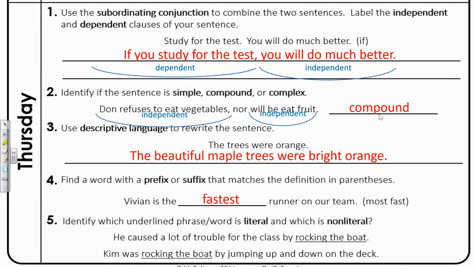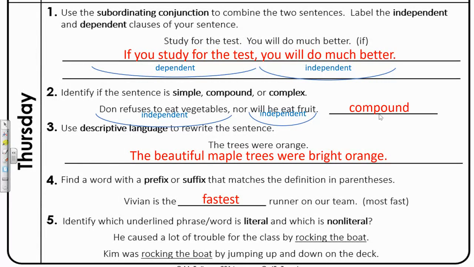And lastly, number 5, they want you to look at the underlined phrase, which this week is rocking the boat, and tell whether the meaning is literal or non-literal. So let's look at the top sentence. He caused a lot of trouble for the class by rocking the boat. Okay, and then the bottom sentence was, Kim was rocking the boat by jumping up and down on the deck. Well, which one of those was the person literally rocking the boat? Do you think it was the boy causing trouble or Kim jumping up and down on the deck? Yeah, I think it was Kim.